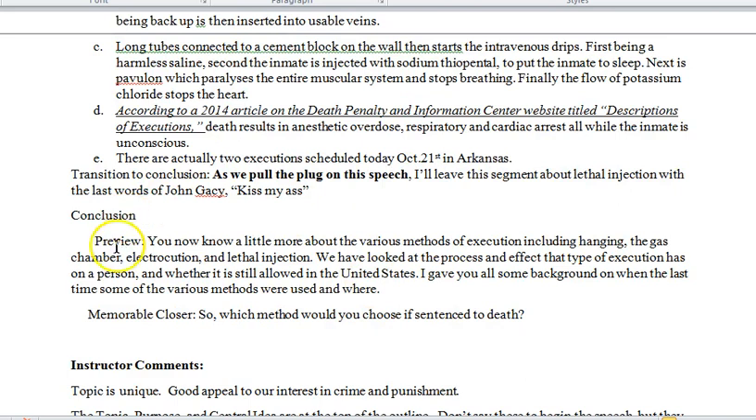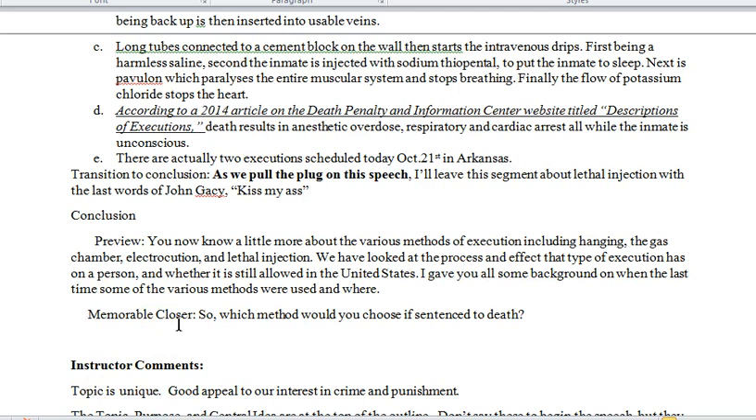So we have that conclusion. We're not going to preview, we're actually going to summarize there. So we're going to summarize again what we actually said. Here's what we've looked at, here's what we've talked about. Maybe a little elaboration is always good. This is your last chance to drive that final message home from your speech, and then some memorable closer.